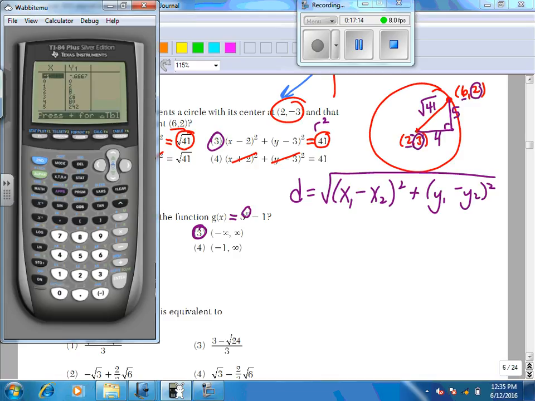We could also look at our table. There's no restrictions for the x's. I can go to all the negative x's. I can go to all the positive x's. Okay. There are some restrictions for the range.